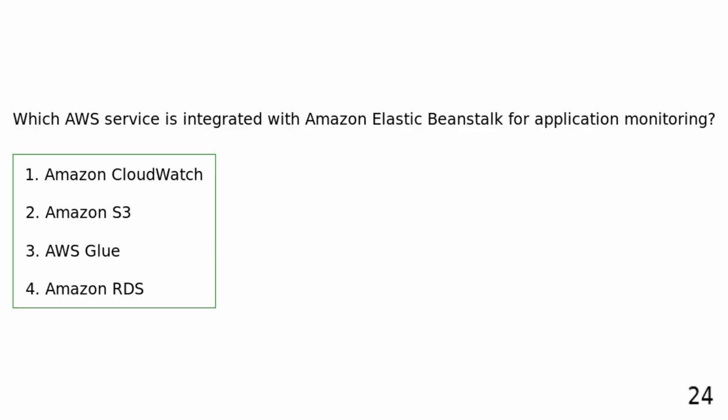Which AWS service is integrated with Amazon Elastic Beanstalk for application monitoring? Amazon CloudWatch. Amazon S3. AWS Glue. Amazon RDS. Elastic Beanstalk integrates with Amazon CloudWatch to provide monitoring and logging for your applications.